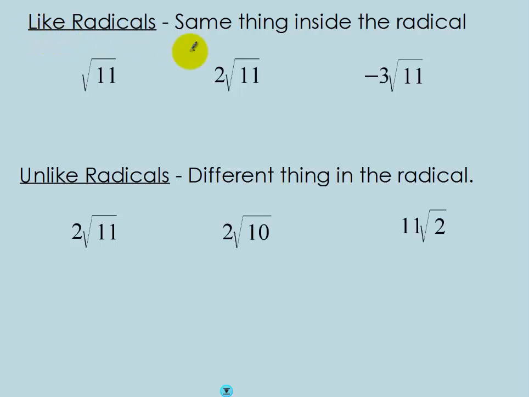What are like radicals? Like radicals have the same thing inside the radical sign, so the square root sign. So square root of 11, 2 times square root of 11, and negative 3 times square root of 11 are all like radicals because they all have 11 inside. Now, unlike radicals have different things in the radicals. So this is square root of 11, square root of 10, and 2. These are different, so those are not like radicals.